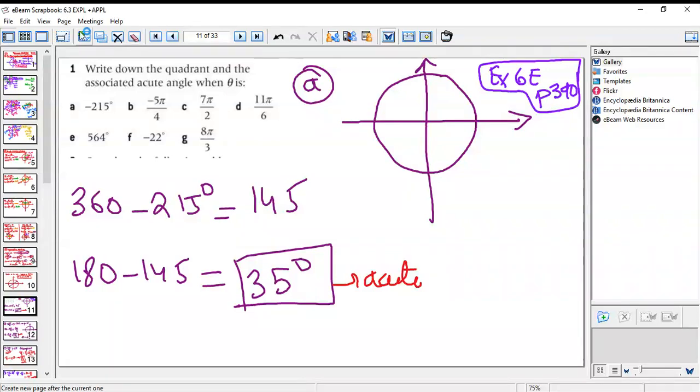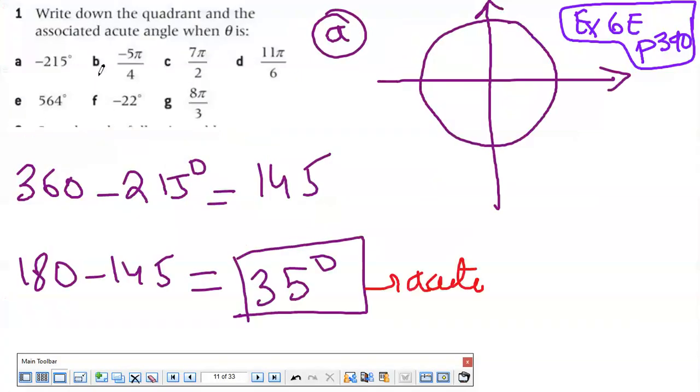Now let's move to the application. The first part is exercise 6E, page 390. We'll start with the first exercise. Write down the quadrant and the associated acute angle when theta is... When I say acute angle, it means an angle less than 90 degrees. So when you locate the quadrant, you can easily find where the acute angle is.